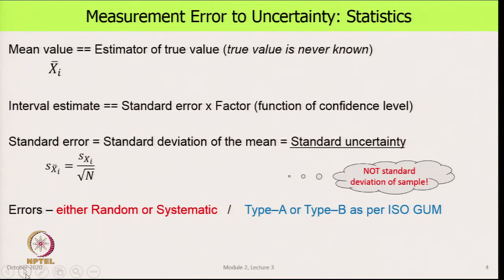So, what we got so far is that from the sample we got the mean value. The mean value is an estimator of the true value, which of course is never known, and the symbol that we have is right here, x i bar. x i means this is the parameter that we are measuring. The interval estimate, the plus minus part of it, is the standard error multiplied by some factor, which is a function of the confidence level at which we want the interval.